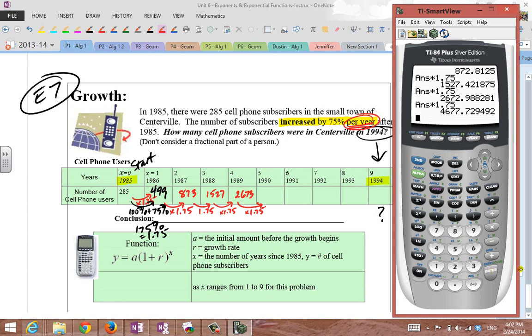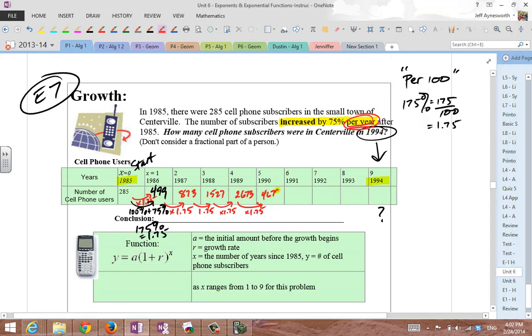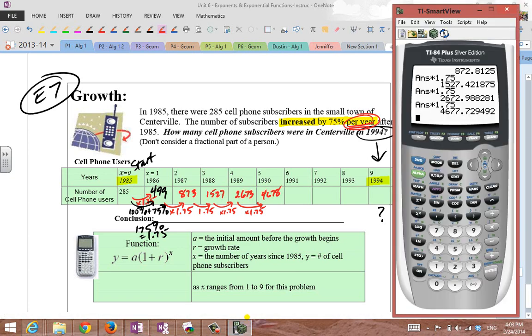4,678. All right, so keep on doing this. Go ahead and complete the table. Just work ahead of me. Just keep on multiplying by 1.75. And then you can figure this out, and you keep on doing this.